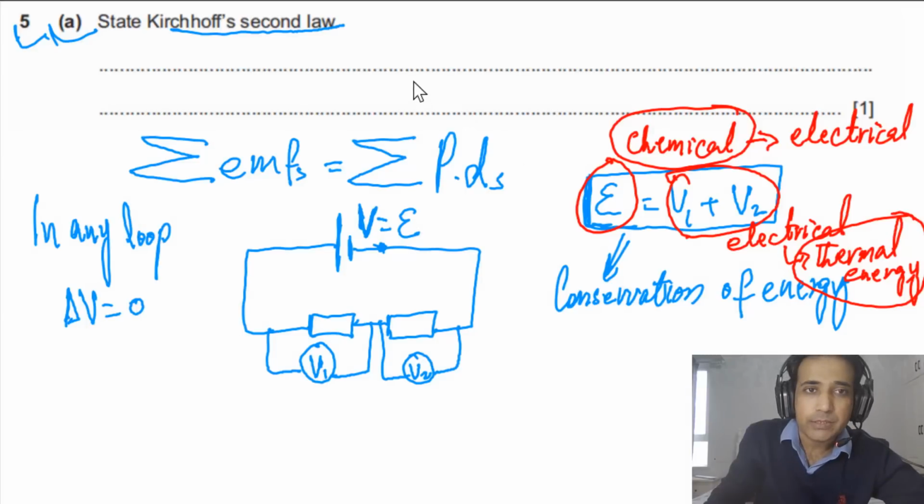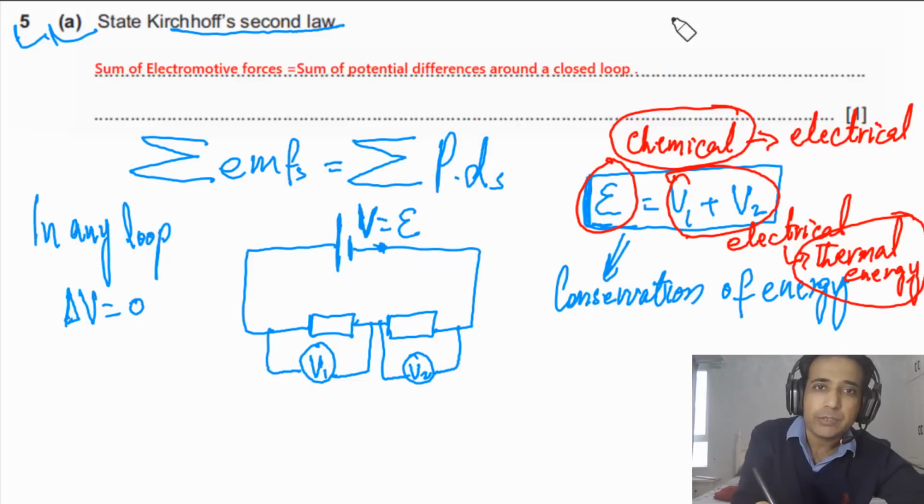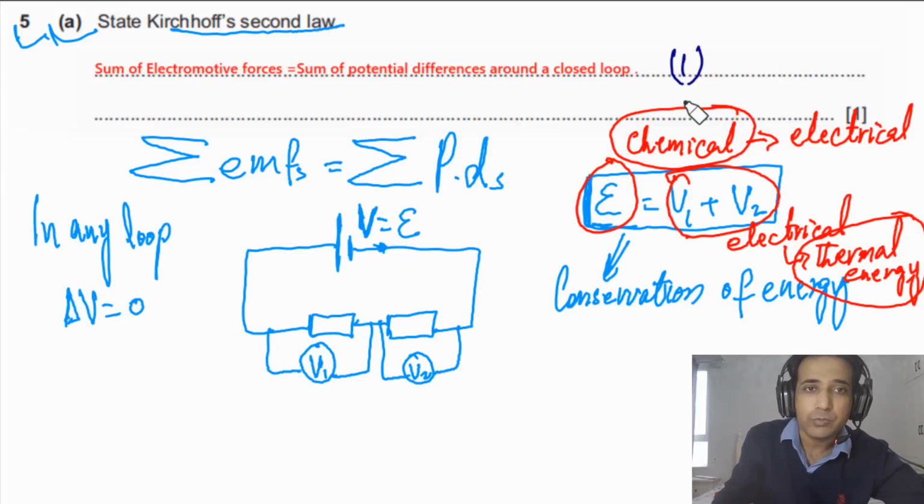Now let me show you how you can write down the answer. If you write it in this form, you will get 1 mark. And this is the B mark, it should be in your answer.